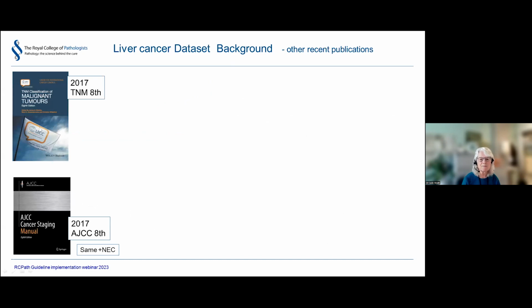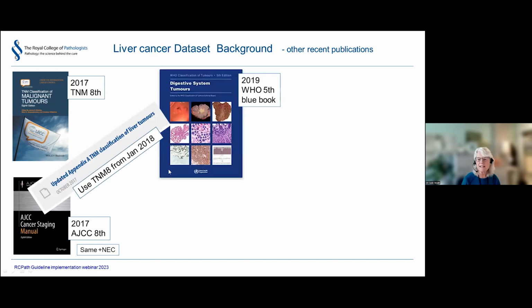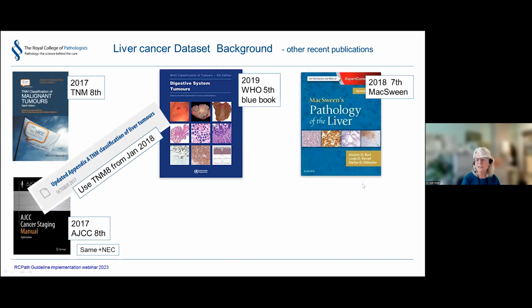Well, here's TNM 8 matching AJCC 8, which comes out at the same time. The only difference being that neuroendocrine tumors primary in the liver are also included in this one. We've been using TNM 8 since January 2018. Later on in 2019, the WHO Blue Book comes out, and that has really useful information about how to actually diagnose the tumors as opposed to how to stage them, which is the province of these two.